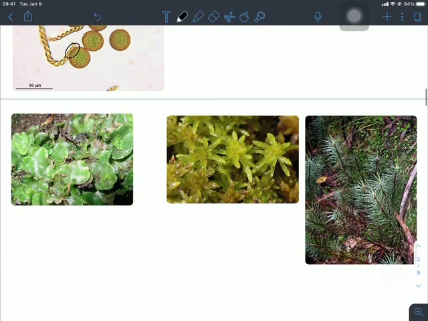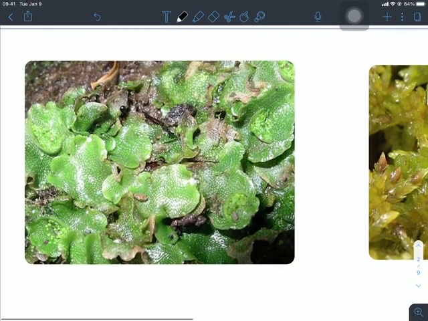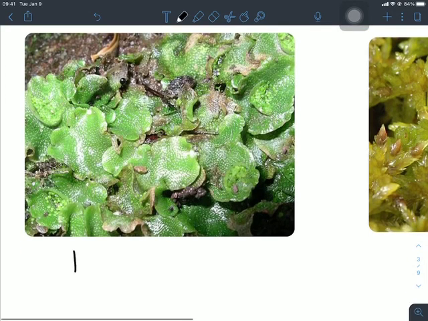Now, why do we call liverworts liverworts? Well, it was once and for a long time believed that liverworts were good to eat if you had diseases of the liver. Now, this is quite simple to explain.